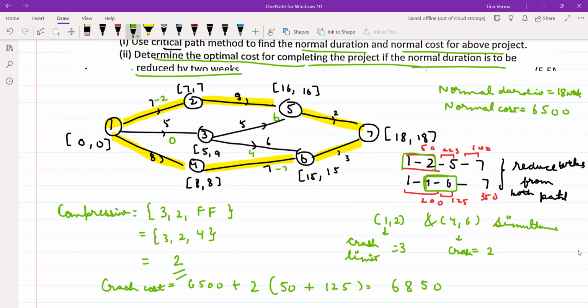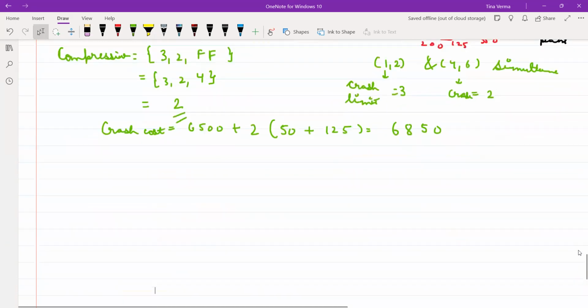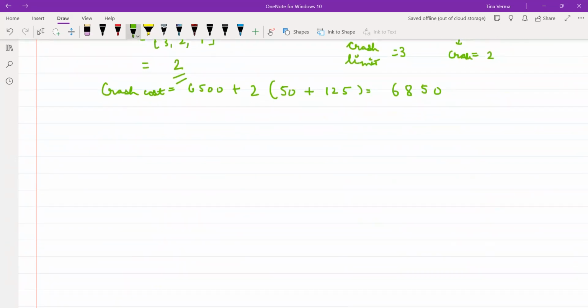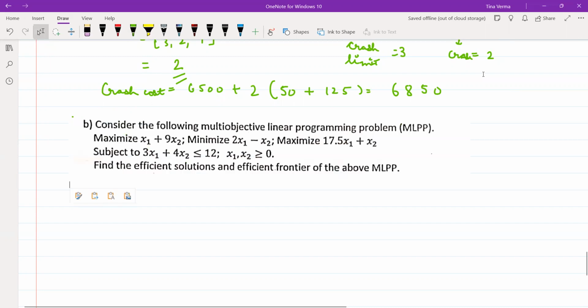And I have to reduce here from, this is 5 star, right? So this is 5 and all your EST, ESJ and LSJ will change, right? So this was only your third question. And the third B part was for the multi-objective problem.